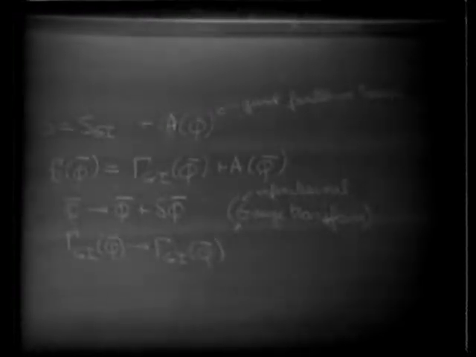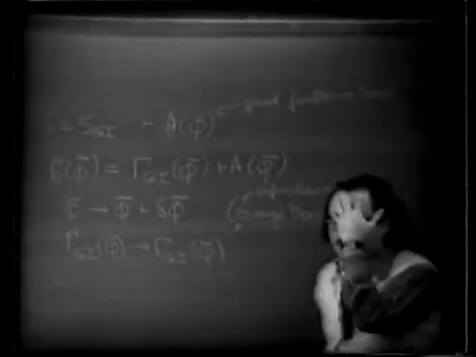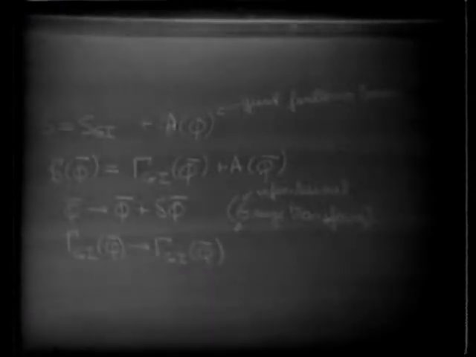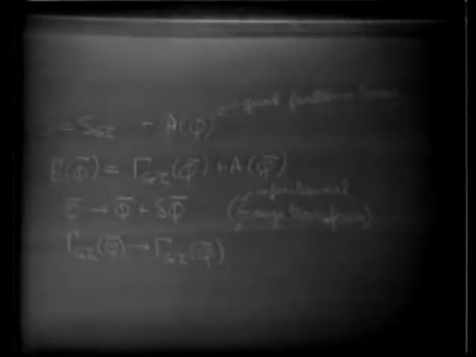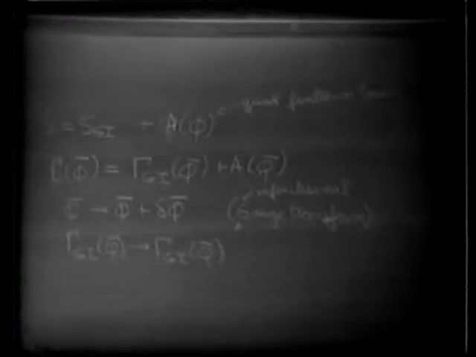As I say, gamma is called the effective action. The thing I've called phi bar and called the mean field is sometimes called the classical field in the literature. Other questions?